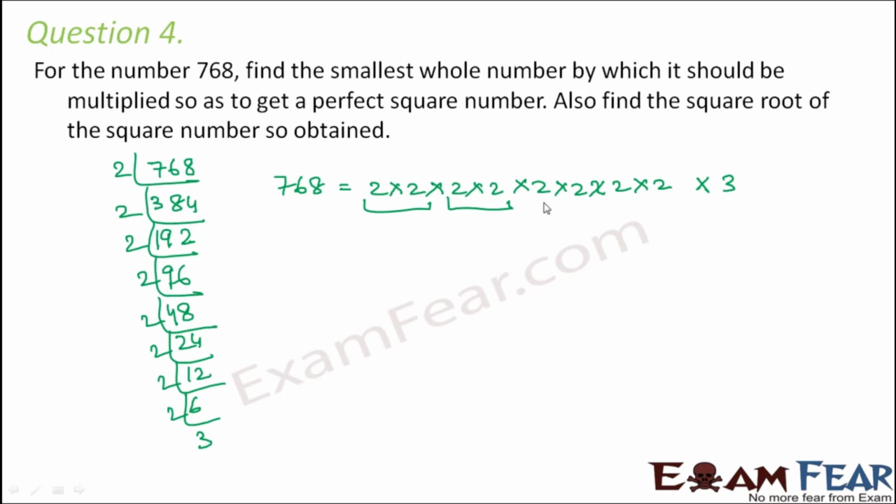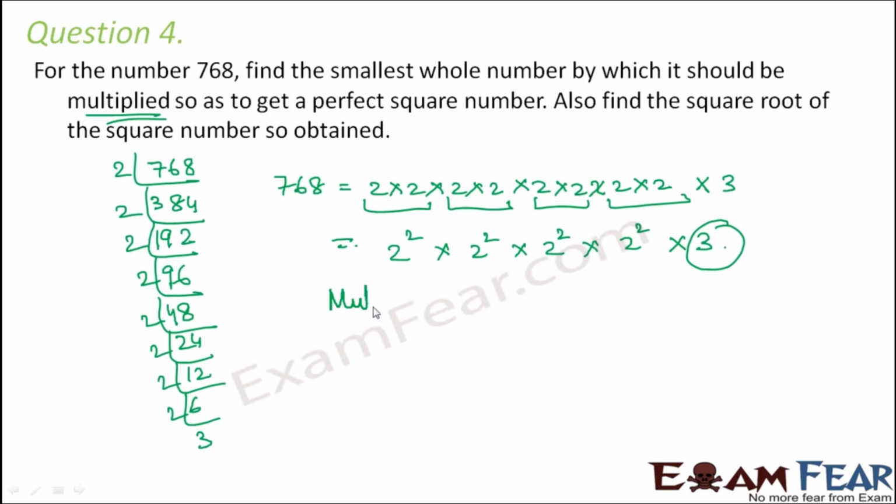So now you put the 2's in pairs. So this becomes 2 square into 2 square into 2 square into 2 square into 3. So this 3 is an extra part because of which 768 is not a square number. So what is that number by which it should be multiplied? So if we multiply it by 3, then what will happen? This 3 will also become 3 square. So therefore it would become a perfect square. Therefore it should be multiplied by 3.